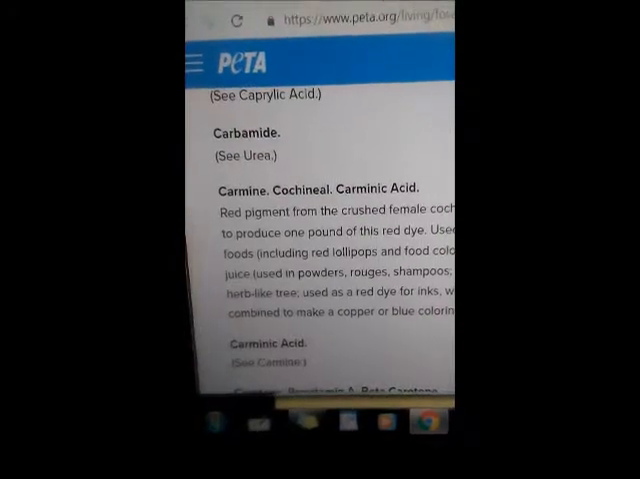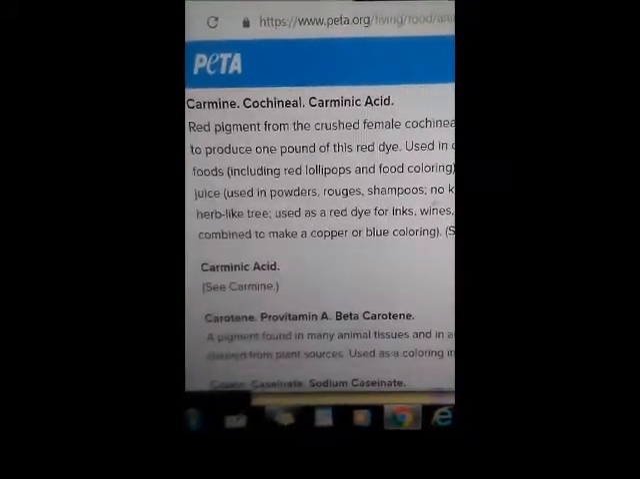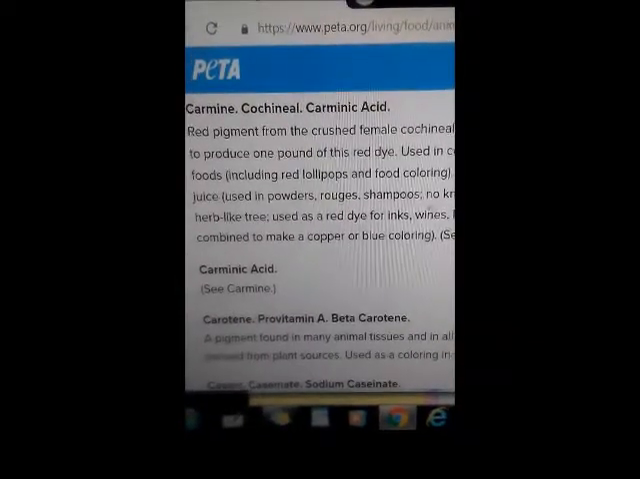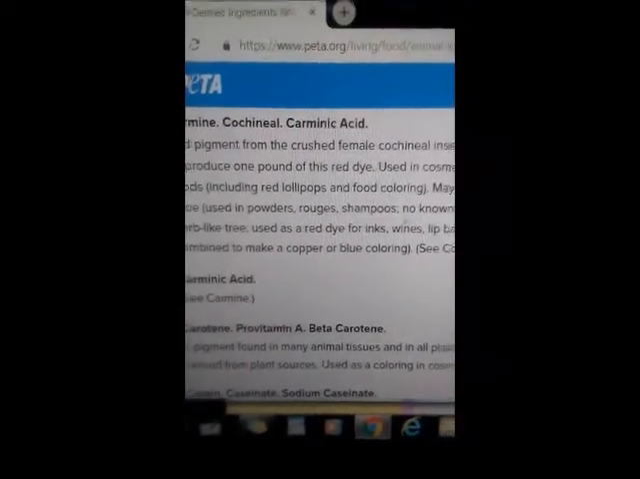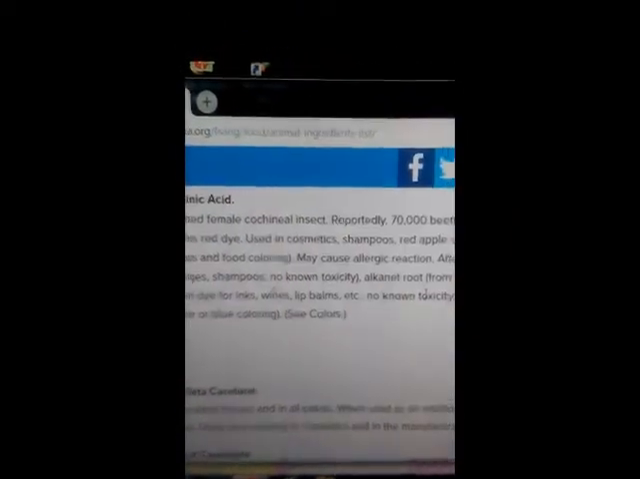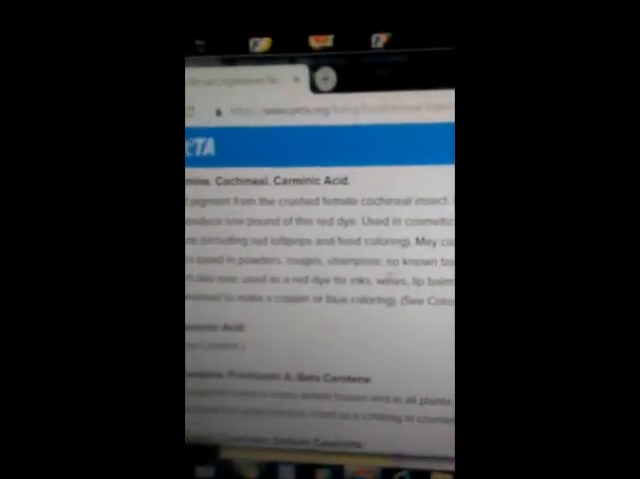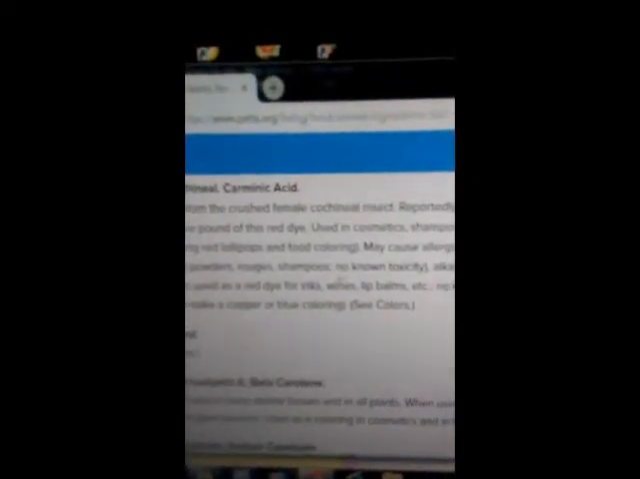So anyway, we've got carmine, cochineal. I have that on my website as well to show a bit about that and talk a bit about that. Red pigment from the crushed female cochineal insect. Reportedly, 70,000 beetles must be killed to produce 1 pound of this red dye.